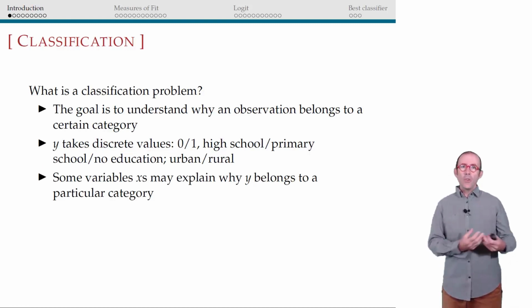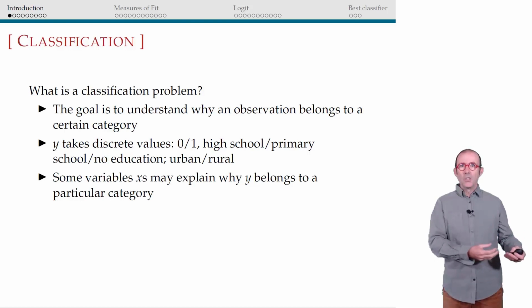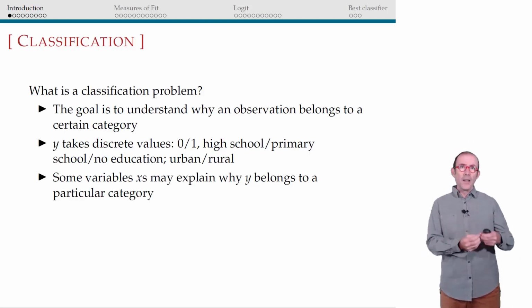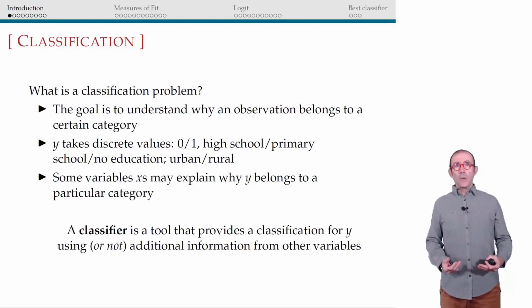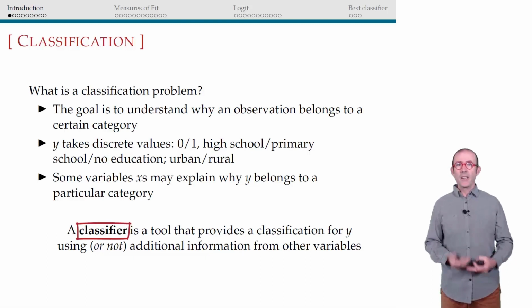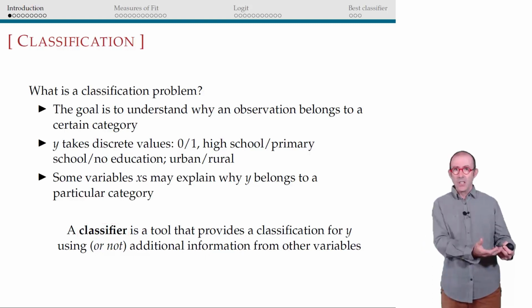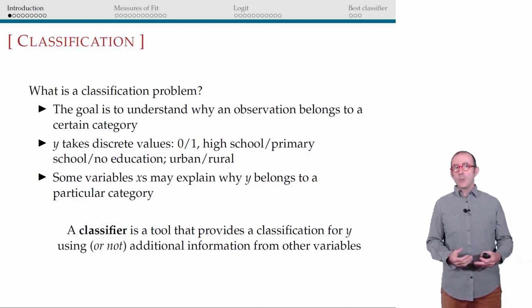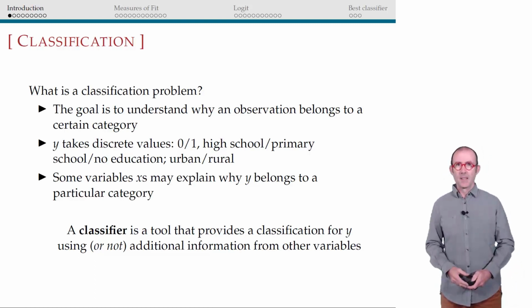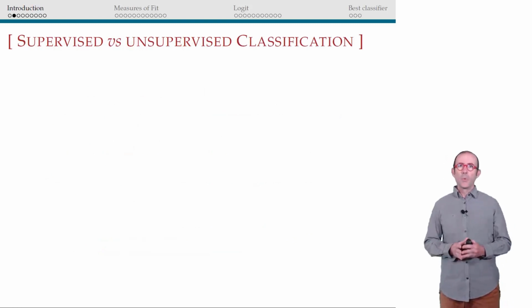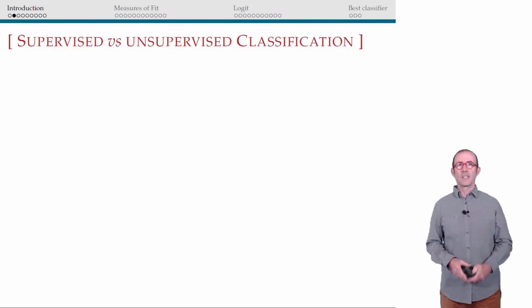And there may be some other variables, x, that may explain why we observe our observation to belong to a particular category. That is, x may explain why we observe a y being 0 or 1, for example. And so, in classification, we will have tools named classifier. A classifier is a tool that provides a classification for a y variable using, or not, some additional information from other variables, the x. But as usual in machine learning, we have supervised versus unsupervised classification.